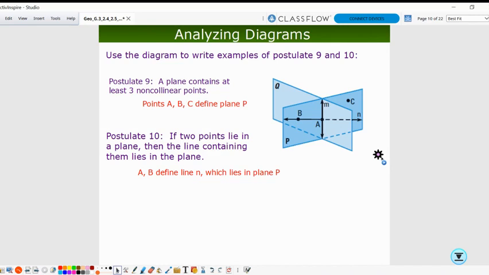So here's some examples. Points A, B, C define plane P. A and B define line N, which lies in plane P.